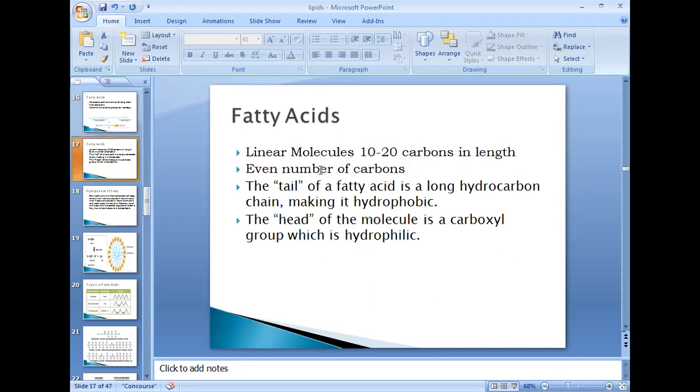So we can say that fatty acids are linear molecules of carbon, 10 to 20 carbons in length, usually an even number of carbons. The tail of a fatty acid is a long hydrocarbon chain, making it hydrophobic in nature, and the head of the molecule is hydrophilic in nature because of the carboxylic group.